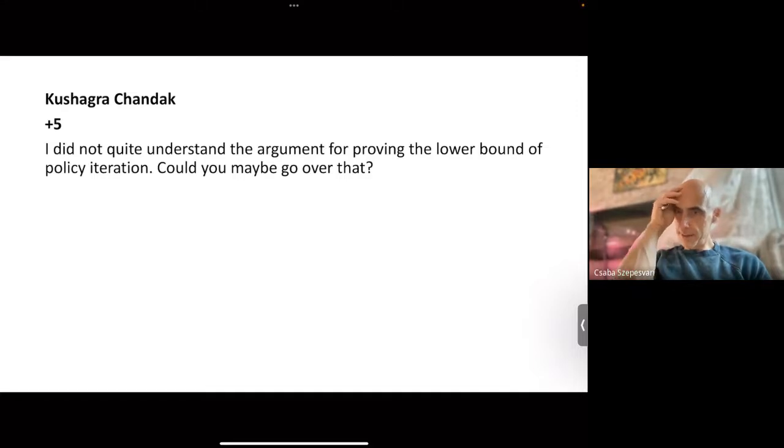Kushagra, do you want to ask your question? Sure. I remember in the lecture you talked a little bit about the heaven and hell MDP to prove the lower bound for iteration complexity of policy iteration. I think it was algorithm independent. No matter what algorithm you use, it cannot avoid reading all these numbers. That was the argument I was trying to make.